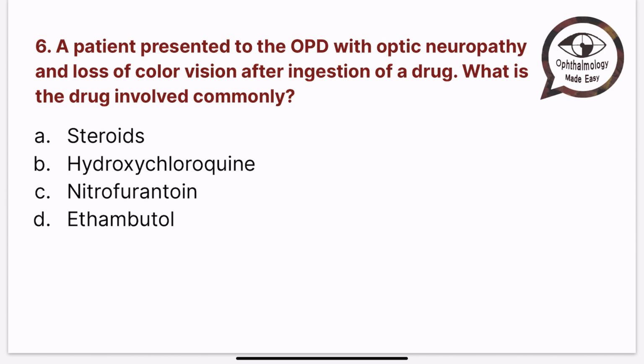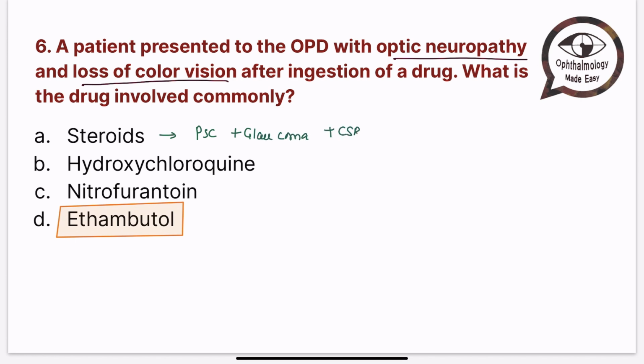A patient presented to the OPD with optic neuropathy and loss of color vision. Very important, these two signs which always point towards the diagnosis of ethambutol induced optic neuropathy. Okay, so very important here is the loss of color vision and the optic neuropathy. Remember, when they talk about the steroids, it is the posterior subcapsular cataract and glaucoma and central serous retinopathy that are the most important ocular manifestation. When we come to the hydroxychloroquine, there is bull's eye maculopathy, you all must be knowing that, and nitrofurantoin can really cause a papilledema. Okay, so these are some important ocular manifestations you should remember.